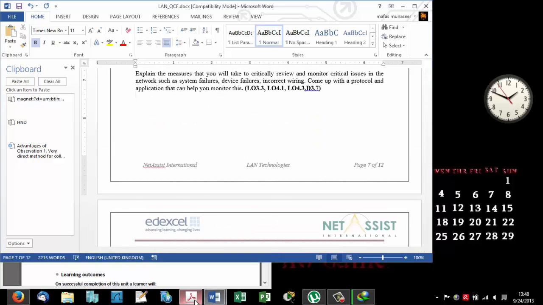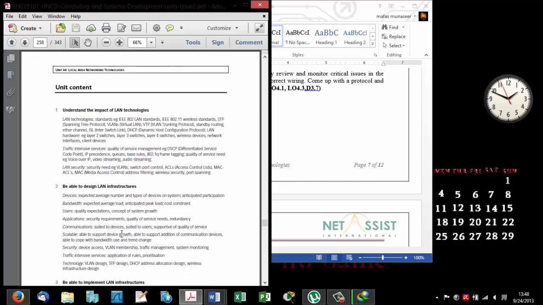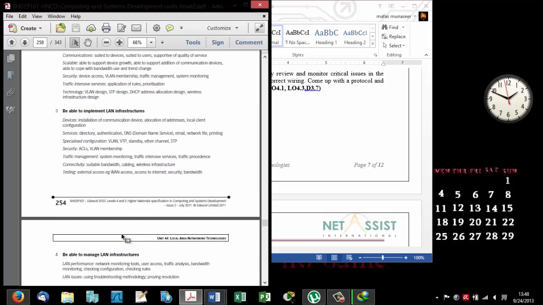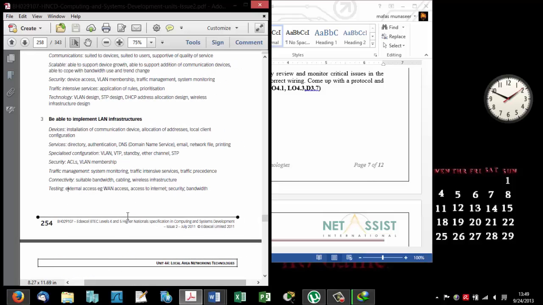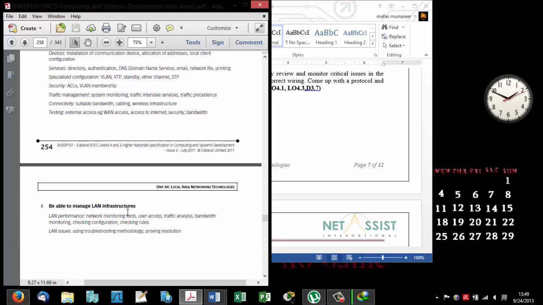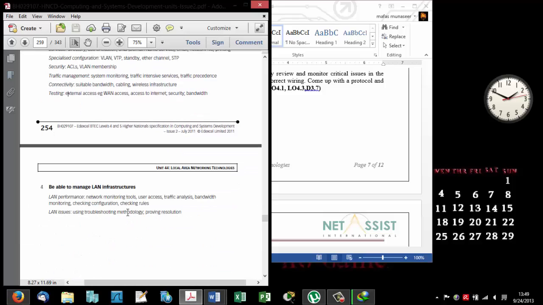It covers traffic management. It covers connectivity. It covers testing. It also covers LAN performance. Network monitoring. Come up with a solution which is to monitor these kinds of issues. You come up with a policy, a protocol to say that this is how I'll be monitoring it. I'll be monitoring it throughout the organization using various techniques.